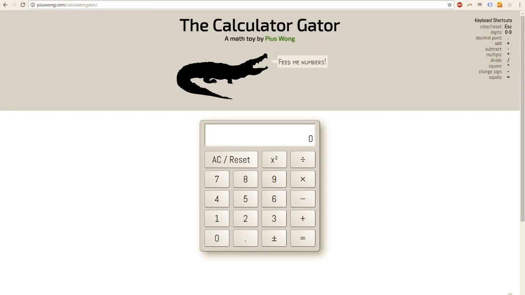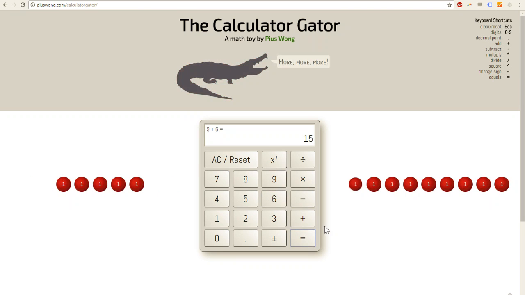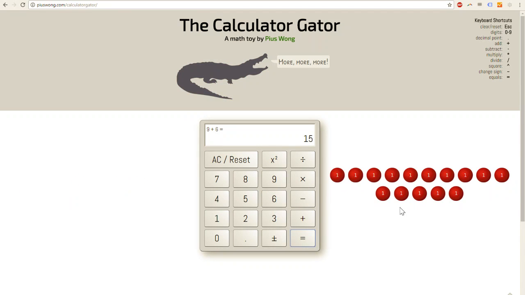Alright, I've got the Calculator Gator prototype up, and as you can see, it is pretty self-explanatory. It's a calculator where you can add numbers, and 9 plus 6 should equal 15. It helps you visualize what's going on.